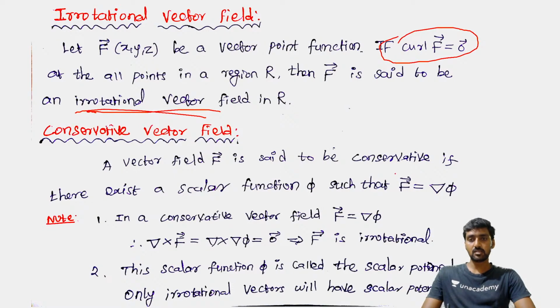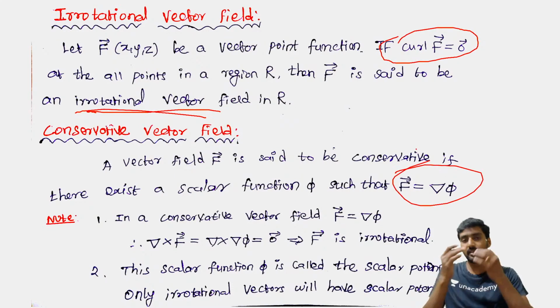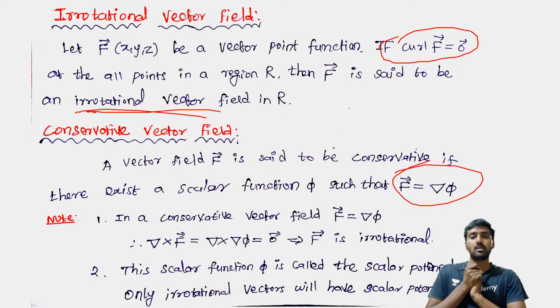Whenever F vector is equal to del phi, so if you are getting the F vector by taking the gradient of this particular scalar, then it is called a conservative vector field. Whenever F vector is equal to del phi, the particular vector is called a conservative vector field. So del cross F is equal to del cross del phi, which is equal to 0. Del cross del phi is equal to 0.